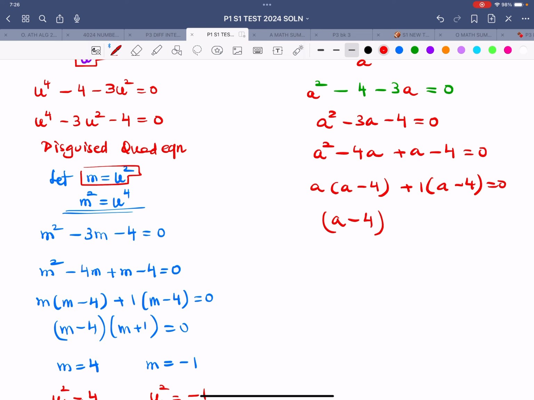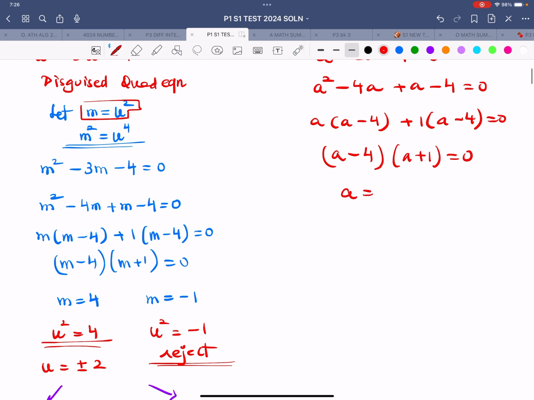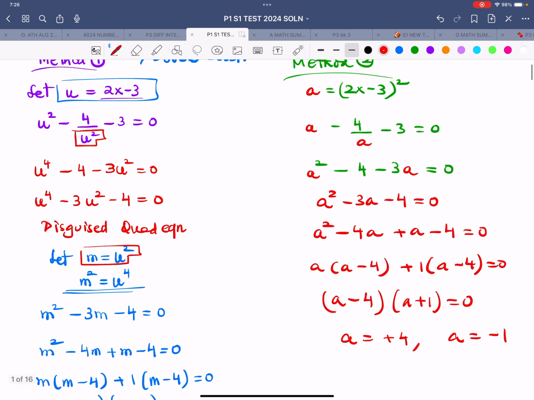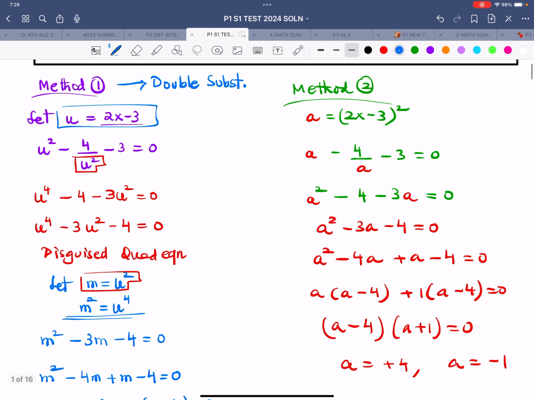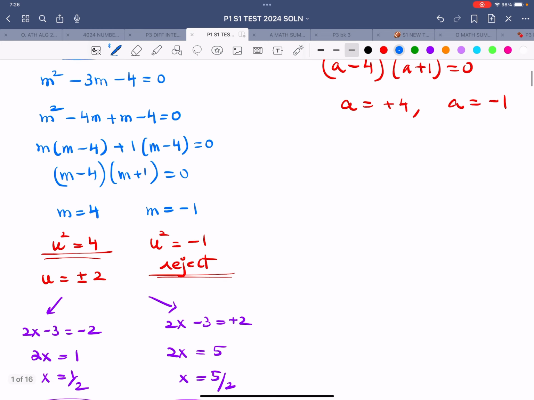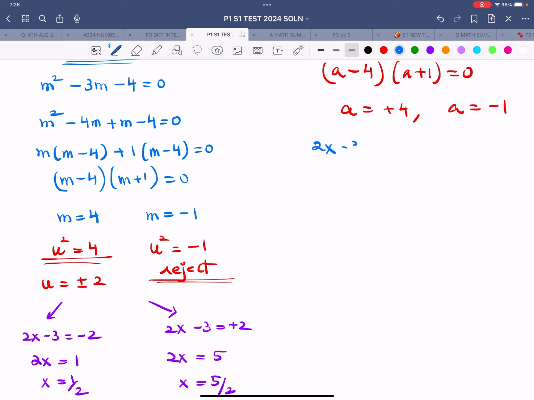(a minus 4)(a plus 1) equals 0. Therefore, a is positive 4. Therefore, a is negative 1. But wait a minute. What is a equal to? a is this thing, (2x minus 3) the whole thing squared. So (2x minus 3) the whole thing squared equals 4. (2x minus 3) the whole thing squared equals negative 1.